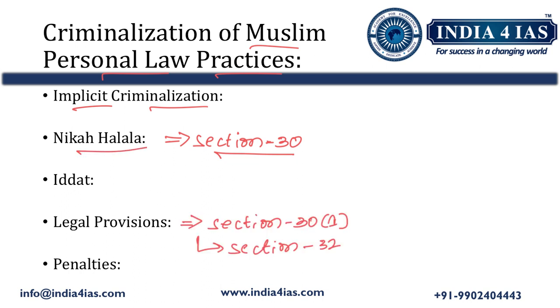Coming to the legal provisions, Section 30, Clause 1 prohibits the imposition of conditions such as marrying a third person before remarrying the divorced spouse. And Section 32 penalizes anyone who compels, abets, or induces adherence to such conditions before marriage. So these two sections implicitly prohibit nikah halala and iddat in Muslim marriages. If any person violates these legal provisions, the code provides for penalties like imprisonment for up to 3 years and a fine of up to rupees 1 lakh.